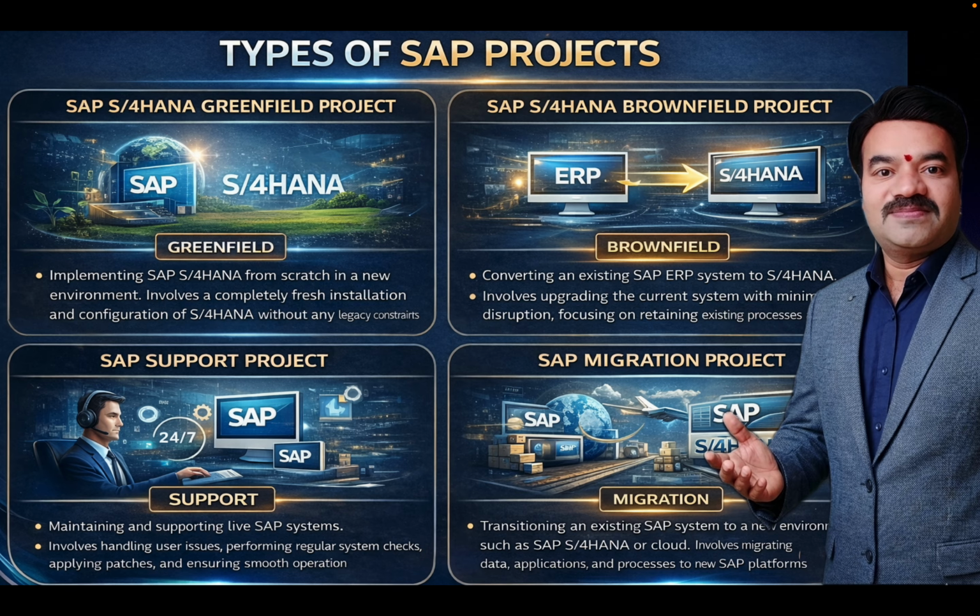Now, moving on to the SAP migration project, we have transitioning an existing SAP system to a new environment such as SAP S4HANA or cloud, which involves migrating data, applications, and processes to new platforms. So basically, migration is mostly focused on moving from one particular database to another database. The logic is more database to database rather than application to application. What we are trying to do in the migration project is mostly moving the data. That's what we'll be doing. Right? So this is what we have.